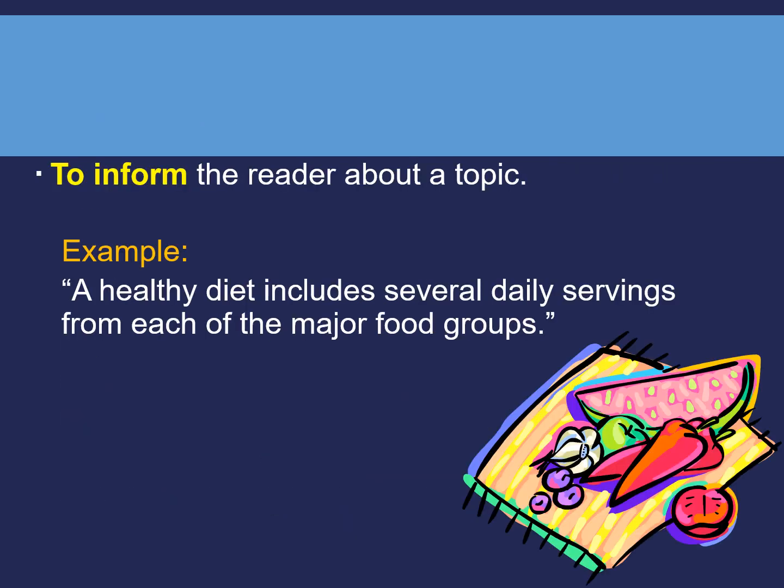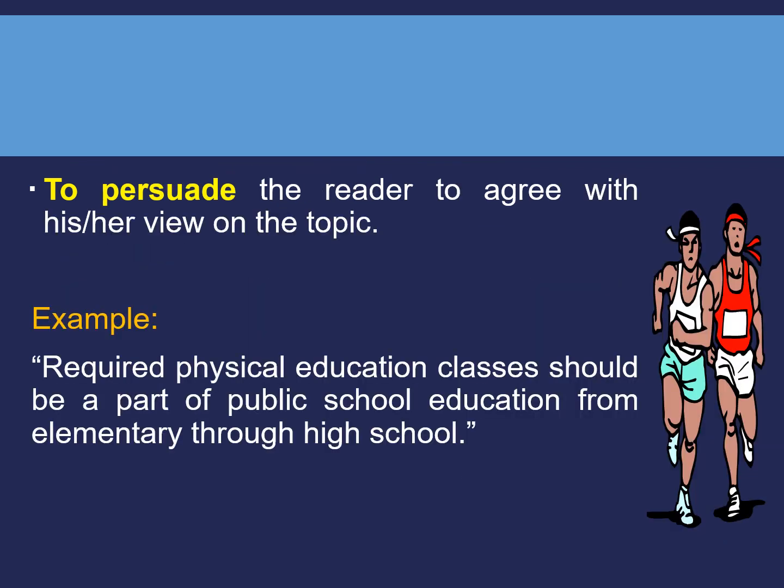First, we will start with the first purpose, which is to inform the reader about a topic. For example, a healthy diet includes several daily servings from each of the major food groups. Second purpose is to persuade the reader to agree with his or her view on the topic. For example, required physical education classes should be a part of public school education from elementary through high school.